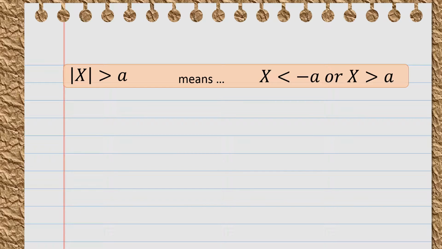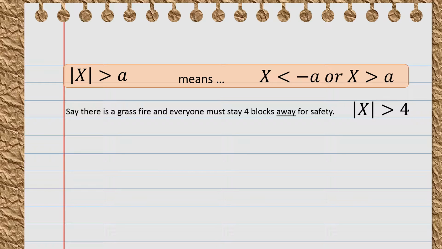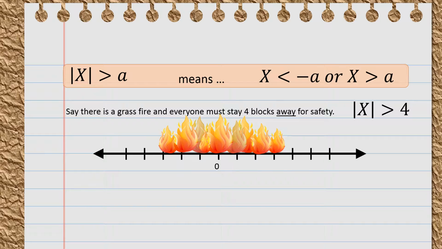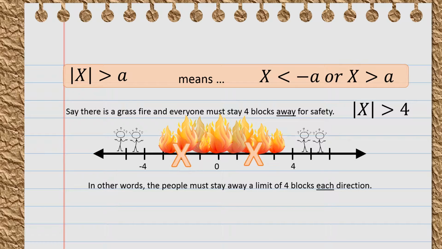The other rule states absolute value of x is greater than a means x is less than negative a or x is greater than a. Say there is a grass fire and everyone must stay 4 blocks away for safety. So we have to keep a distance away from something. Well, we can stay on one side of the fire or on the other side of the fire. But we cannot be in the middle of where the fire is for our own safety.